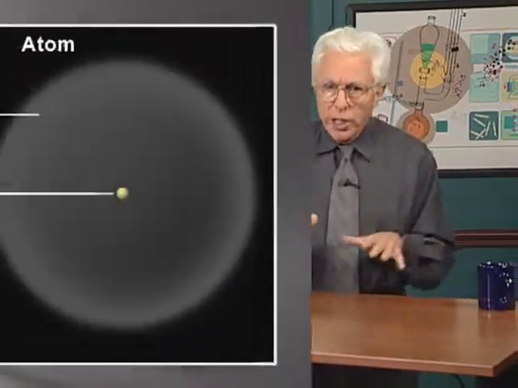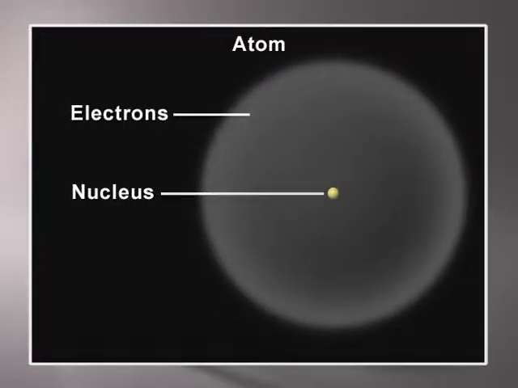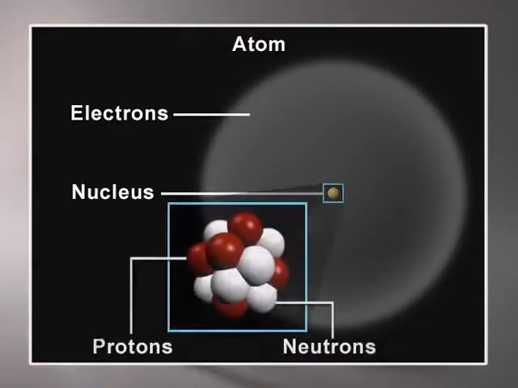Today, there are no missing elements. Every element from number 1 to number 118 is accounted for. And perhaps more importantly, we now know how the atoms of different elements are different from each other. We know that atoms are not the most fundamental particles. They are made of smaller particles, namely protons, neutrons, and electrons.